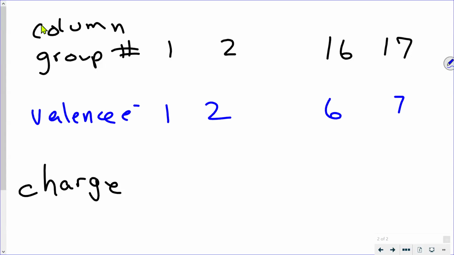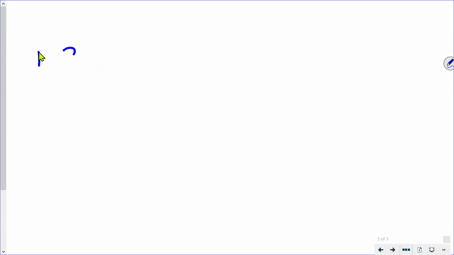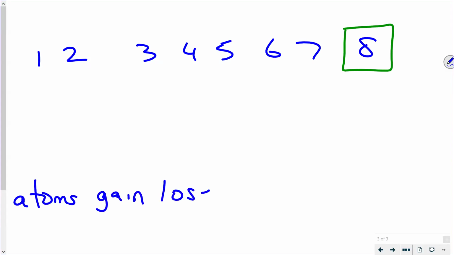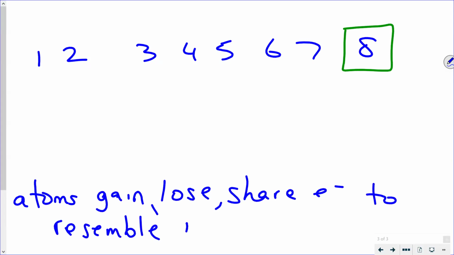All right. Now, one of the reasons I mentioned that is because that document is probably going to talk about charge. So we want to look at why we have certain charges. And I like to look at it this way: 1, 2, 3, 4, 5, 6, 7, 8. 8 is my magic number. We say atoms want an octet. Atoms gain, lose, and share electrons to resemble noble gases. And having 8 valence electrons, that's your group 18, your noble gas.